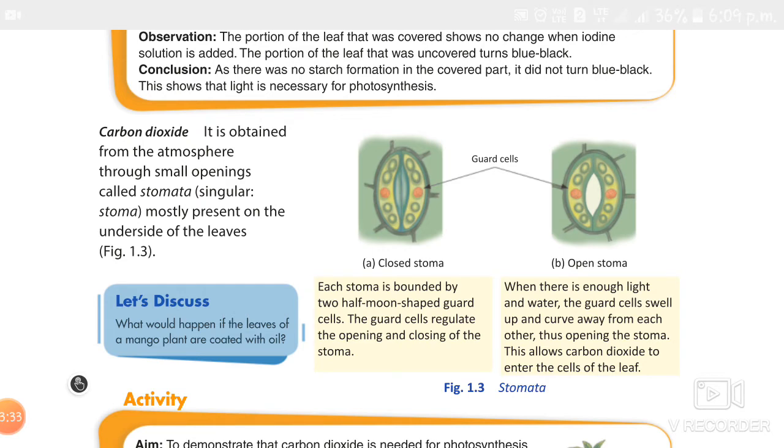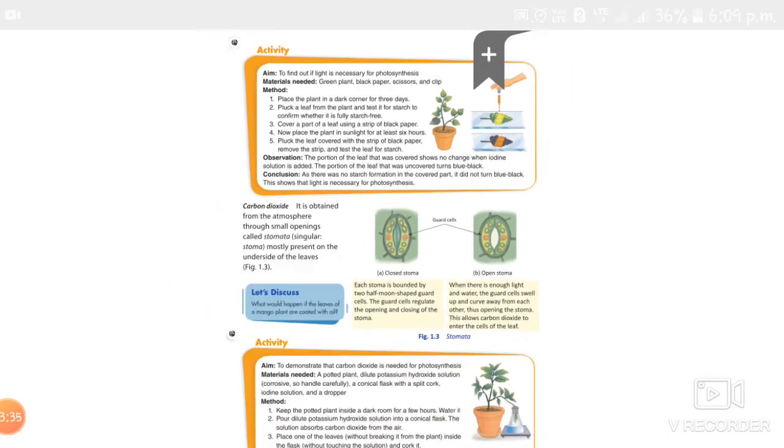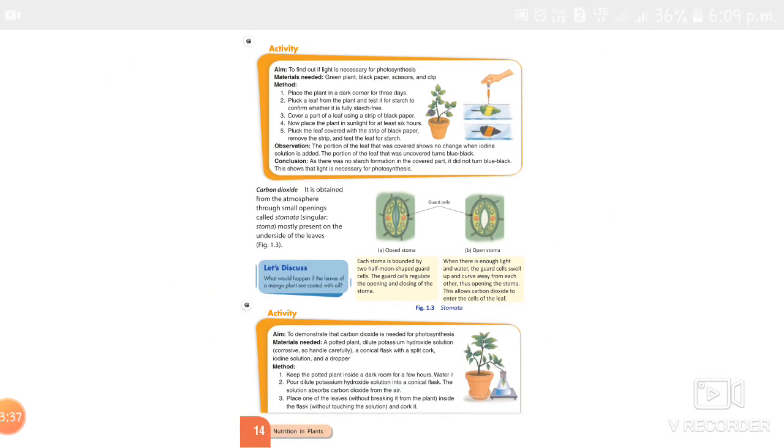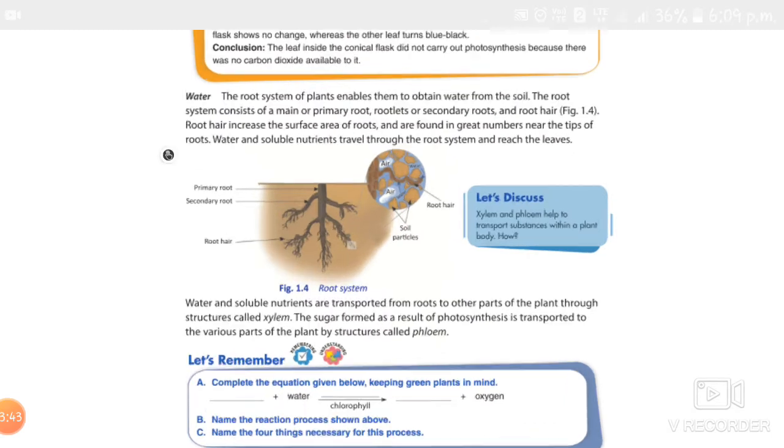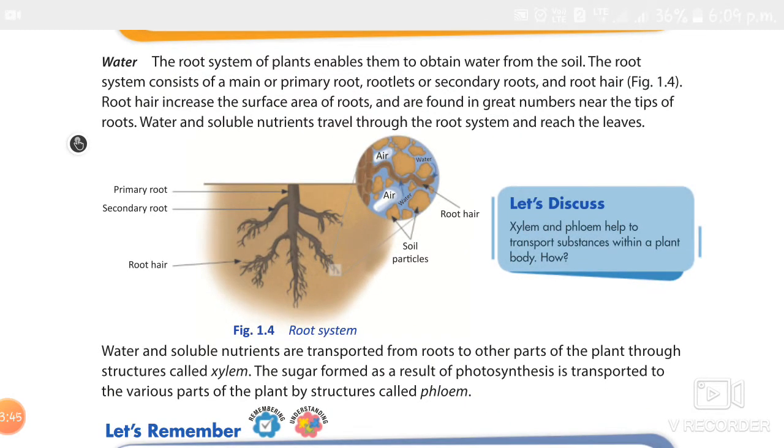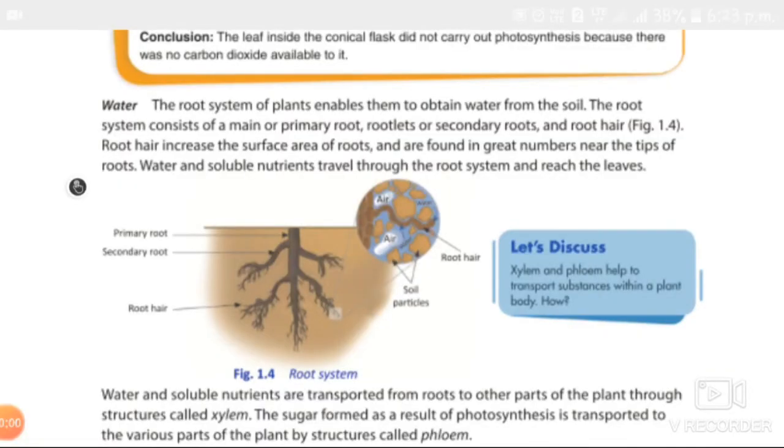Next we studied water. Water is absorbed by the plants with the help of the root system. The root system consists of primary root, secondary root and root hair. The root hair increases the surface area.